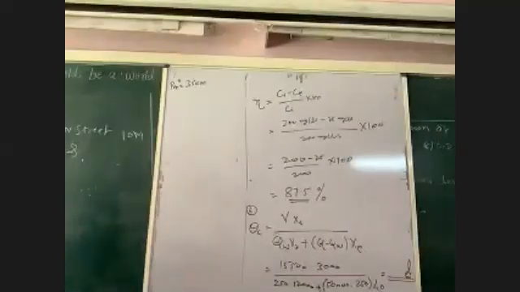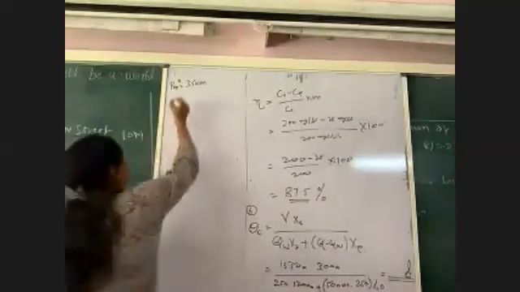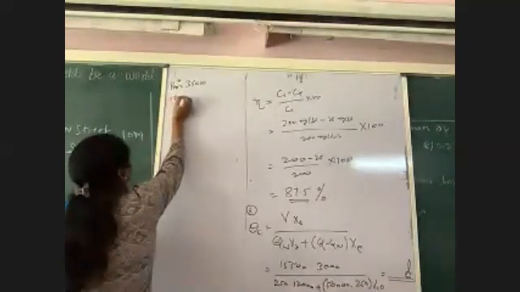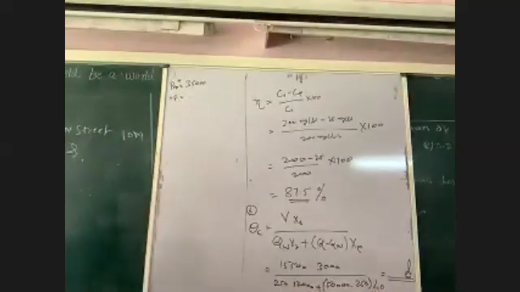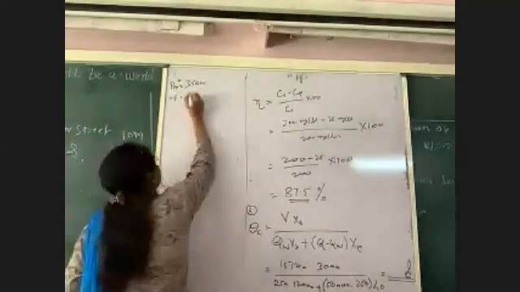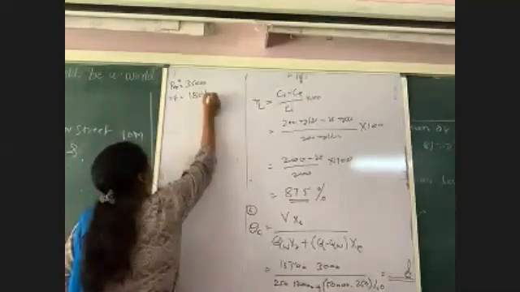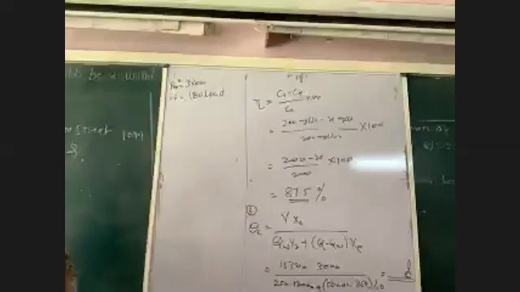Population 35,000. Average sewage flow is equal to 180 liter per capita per day. 180 LPCD. That is liter per capita per day.